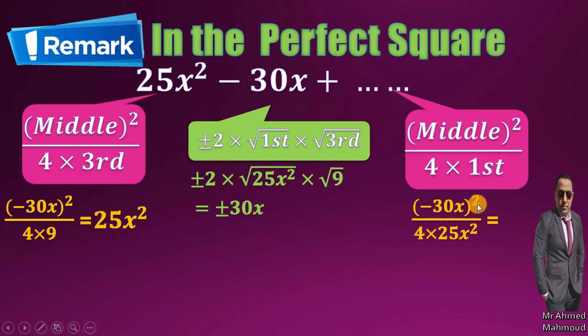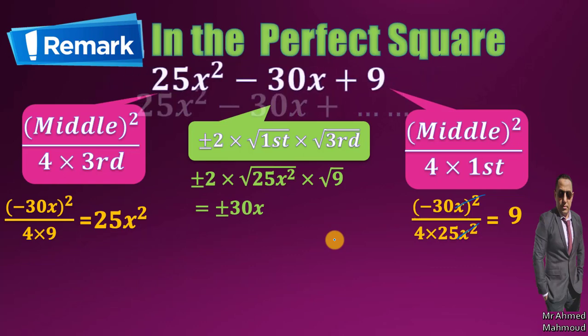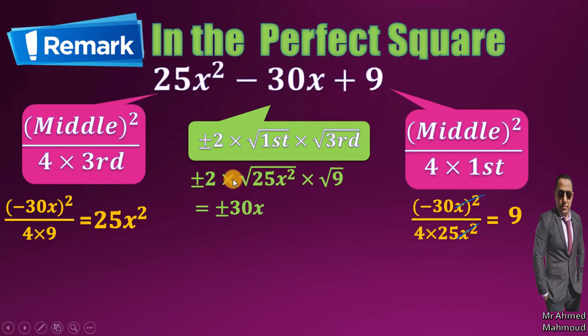And here x to the power of 2 over x to the power of 2 cancelled. So the final answer equals 9, or the expression will be like this.